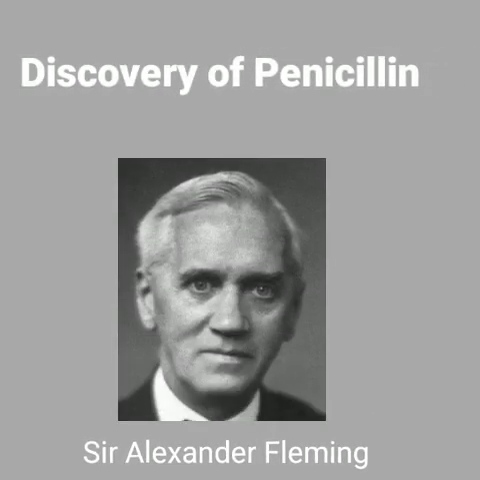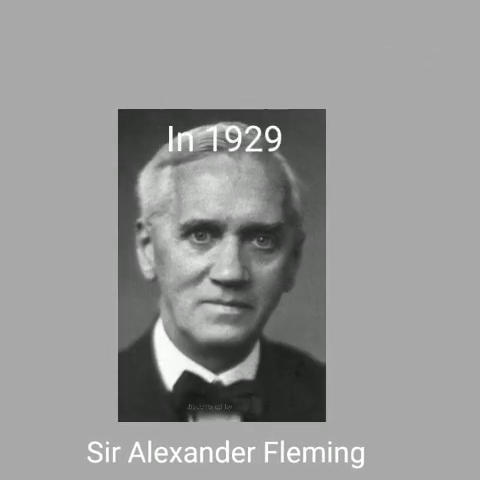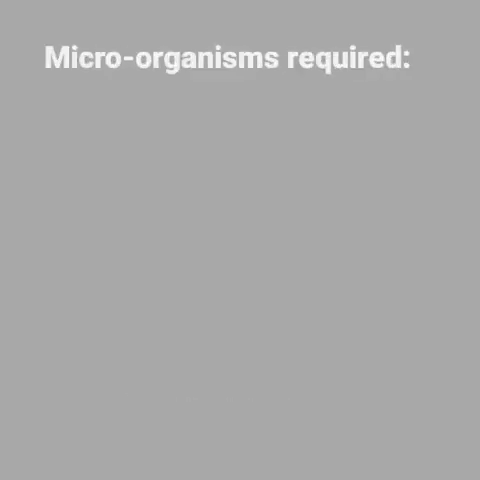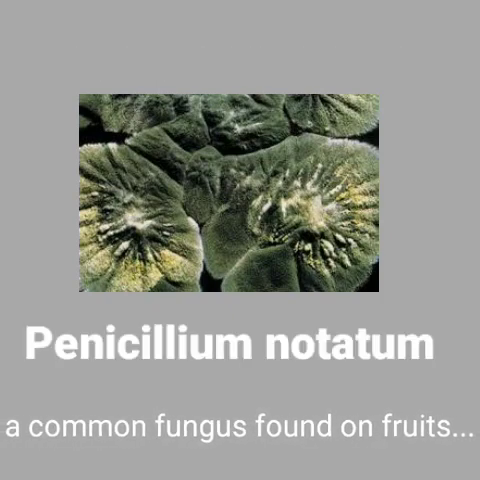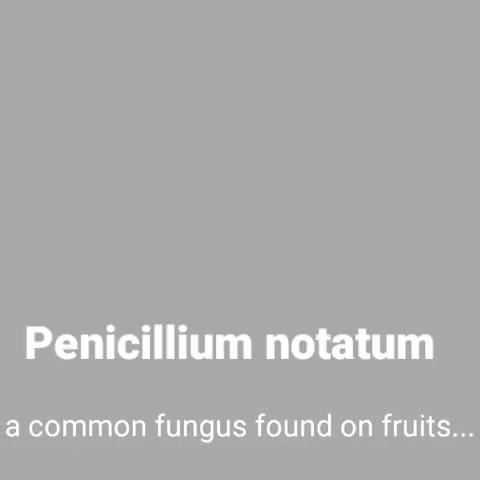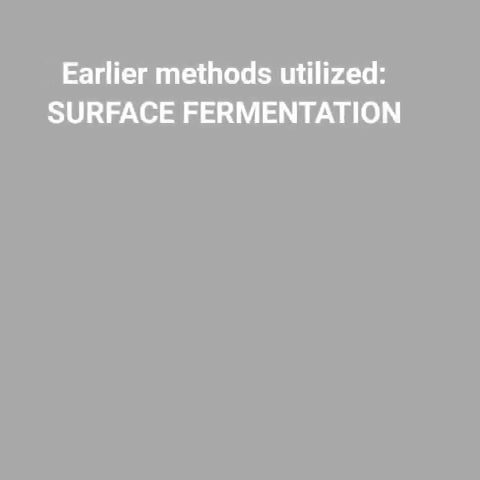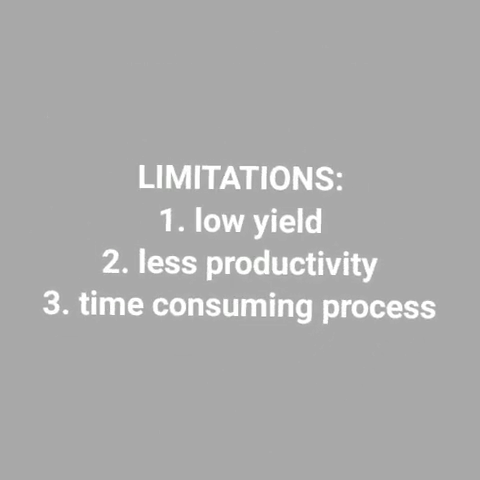Discovery of penicillin. It was accidentally discovered in 1929 by Sir Alexander Fleming. Microorganisms used for fermentative production. Penicillium notatum, a common fungus found on fruits, was earlier used. Earlier methods utilized surface fermentation technology, which has many limitations: low yield, less productivity, and time-consuming process.